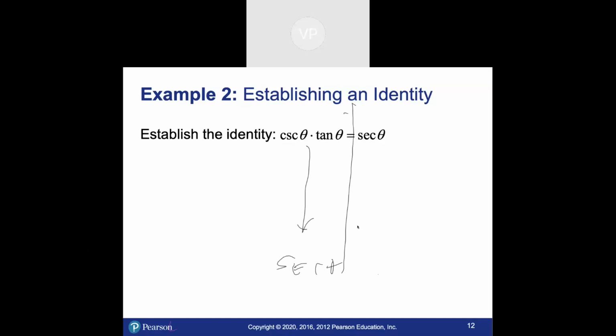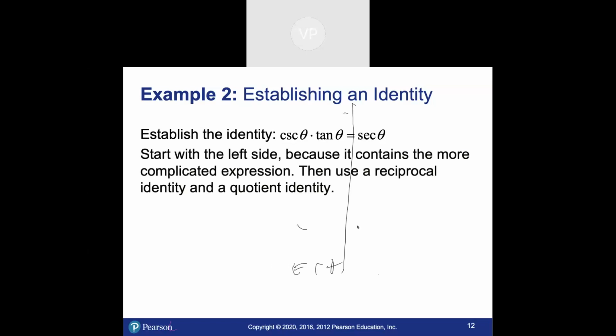Sorry about that. So you'll see it better here in the PowerPoint presentation. Let me get rid of these and just show you what I'm talking about. Start with the left side because it contains the more complicated expression. Why they do that is you have more to work with. You can rewrite things. If I just look at secant, all I can do with secant is rewrite that as 1 over cosine, and I'm kind of done. I've got nothing else I can do. But on the left, when you have multiple terms, you can start rewriting, simplifying, adding, whatever, and maybe something's going to work out nicely. So you see what happens on the left.